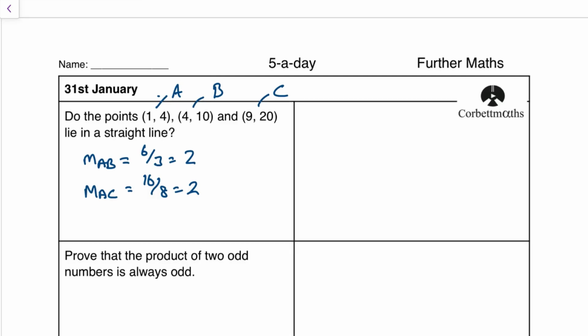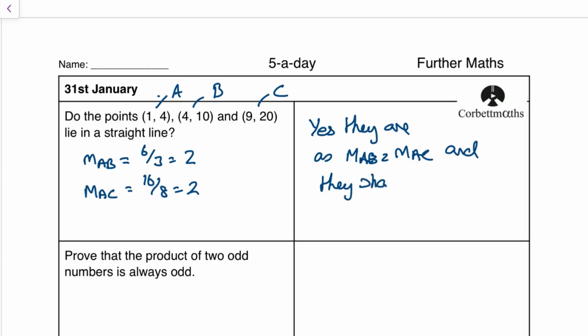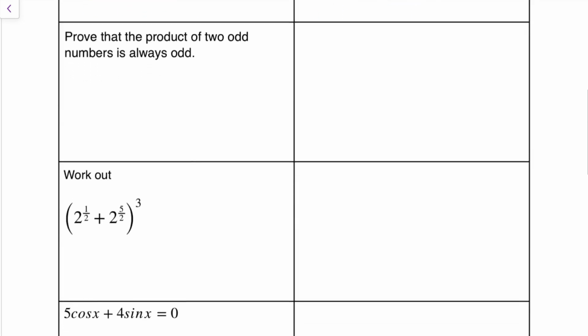If this is a real exam question, it would say, explain your thinking. So I would say, yes, they are, as MAB equals MAC. I'm explaining the gradients are the same, and they share point A. So it's two things. One, same direction. Two, share a point. First question done. Next question.